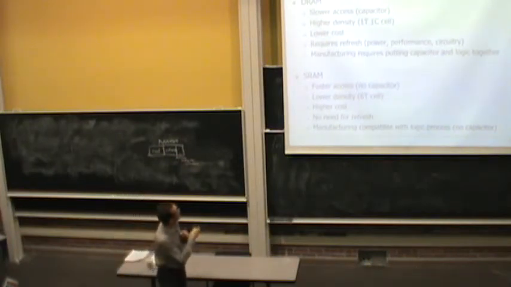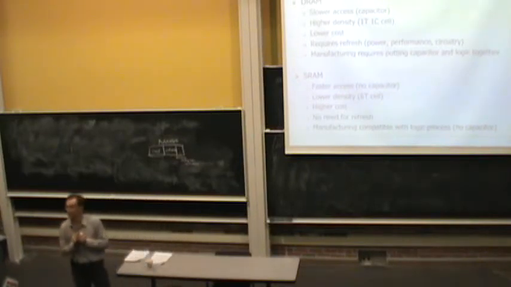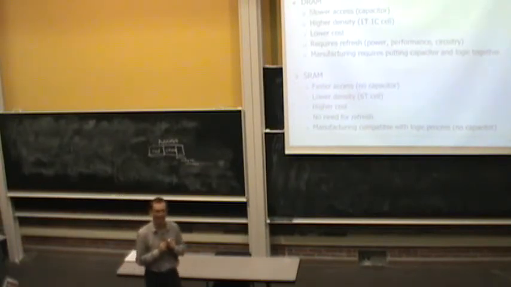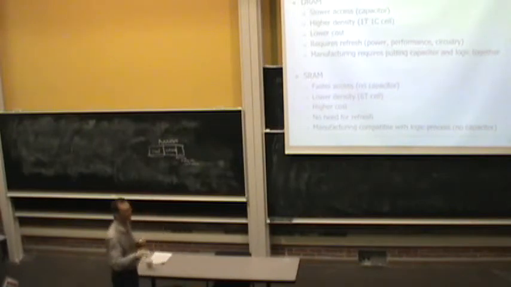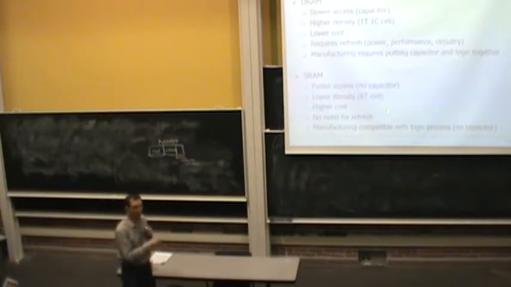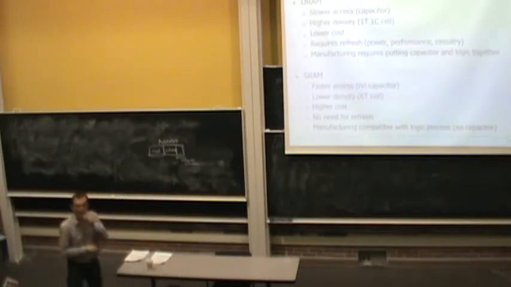And manufacturing DRAM requires putting capacitor and logic together. So this is different from the logic process that we've been used to, right? In none of your labs you put a capacitor anywhere, right? At least not in 447 on chip. SRAM is faster access. There's no capacitor. It's lower density though. You have a 6-transistor cell. It's higher cost, partly because of this. There's no need for refresh. Manufacturing is compatible with the logic process.